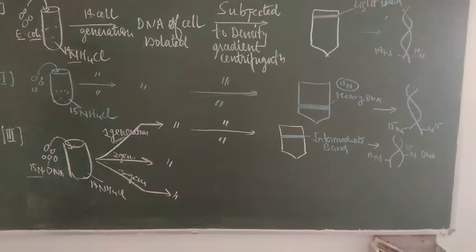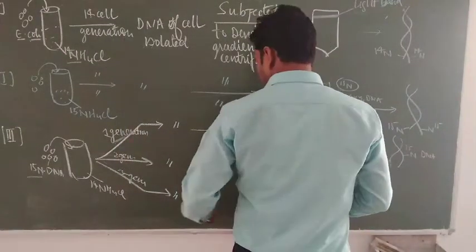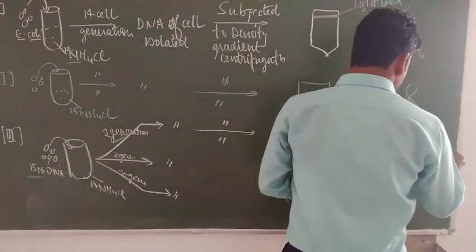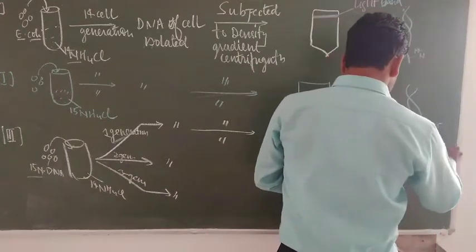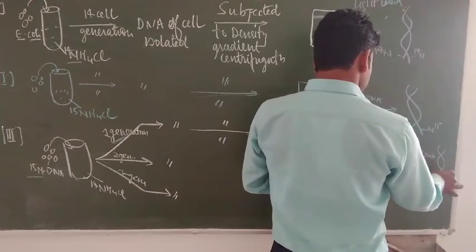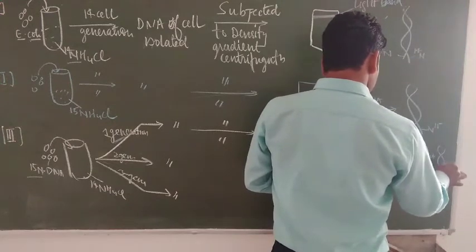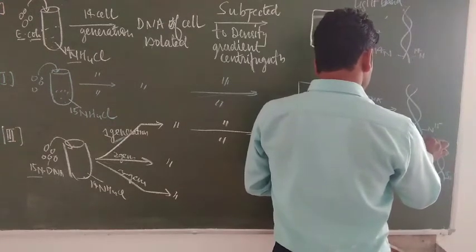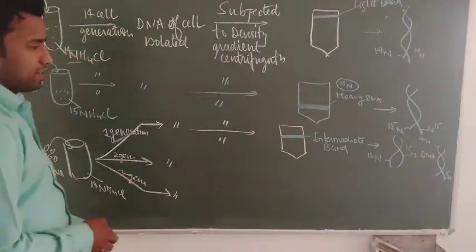Now suppose this is a parent individual, you can take two copies also, but one is N15 and this is N14. So this one is an intermediate band formed between them.